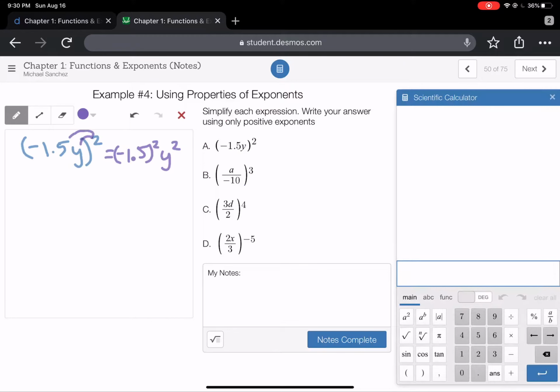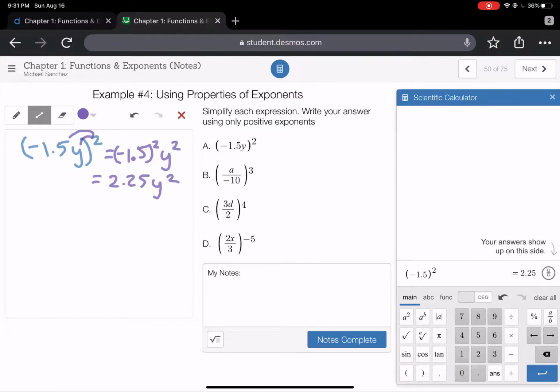Now I have this calculator attached. If you click at the top, all you have to do is type 1.5 to the power of 2, and it'll give you the result. So for this first one, it is going to be 2.25y squared, or y to the power of 2.